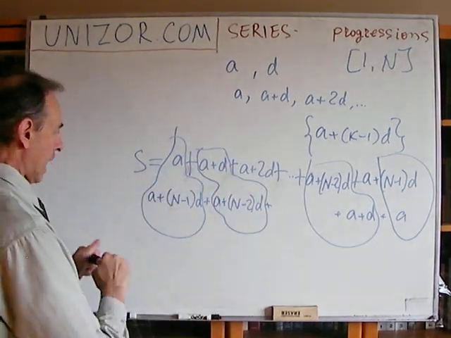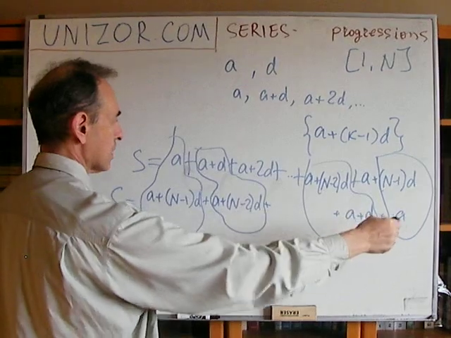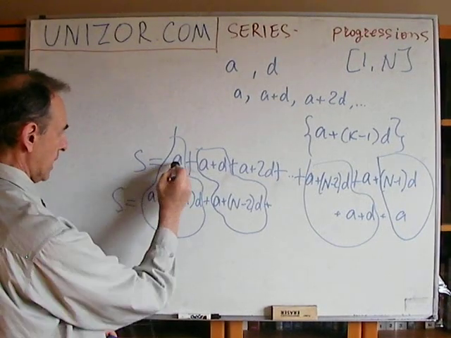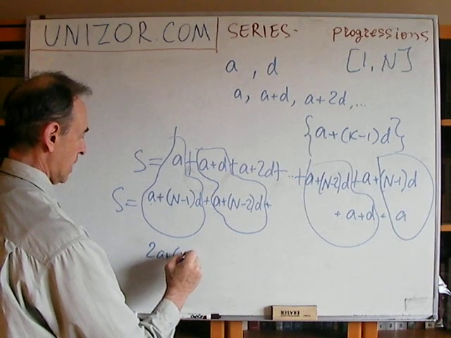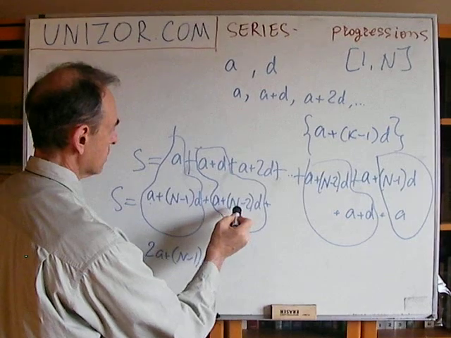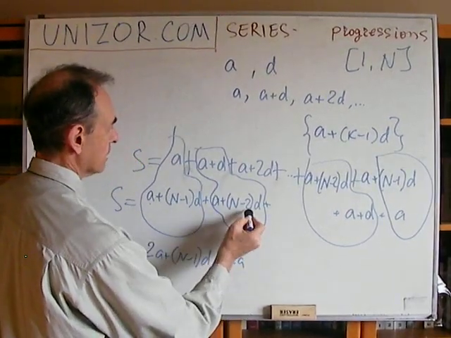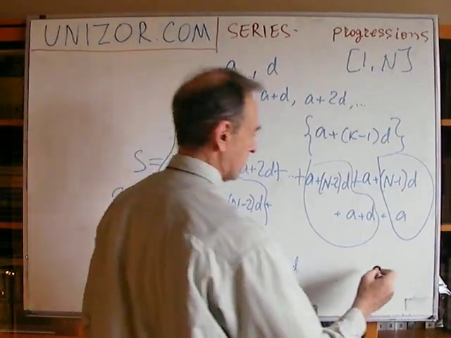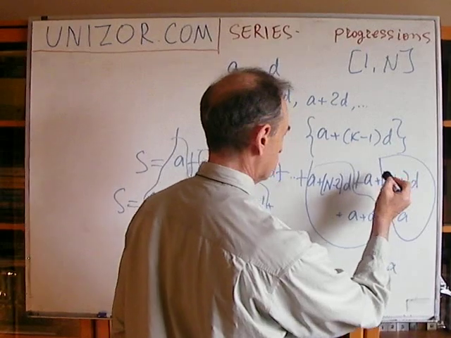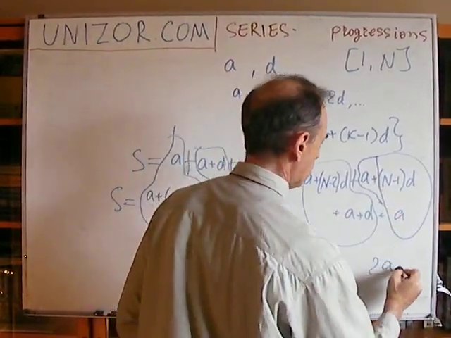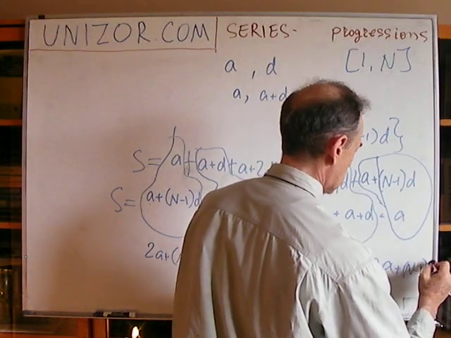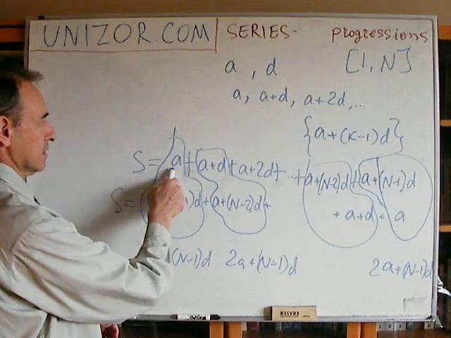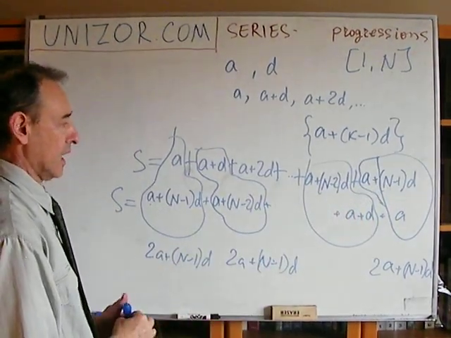Obviously, this is also S. So instead of summing sequentially, I will sum up vertically. And every pair, A plus this, would be A and A, so 2A plus (n minus 1)D. Now, what will be here? A and A will also be 2A, and (n minus 2)D and D would again be (n minus 1)D. Same thing. And as you guessed, everything else would also be 2A plus (n minus 1)D. And how many of these do I have? Obviously, n, the number of elements which I'm summing up.